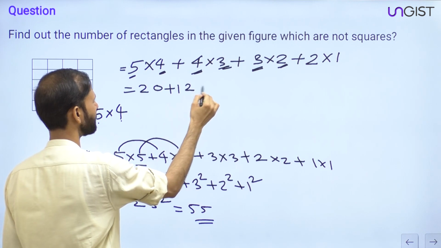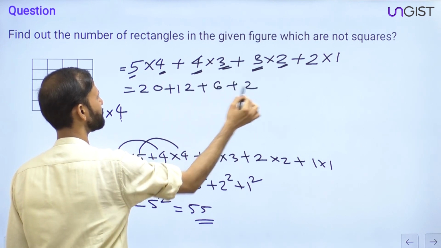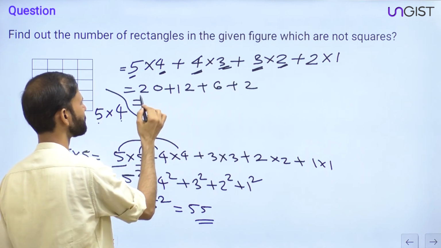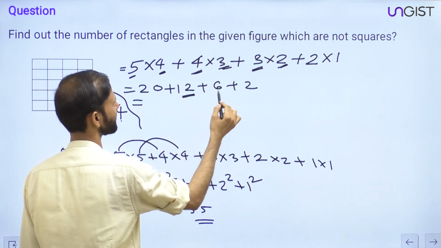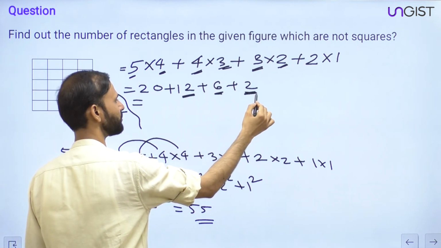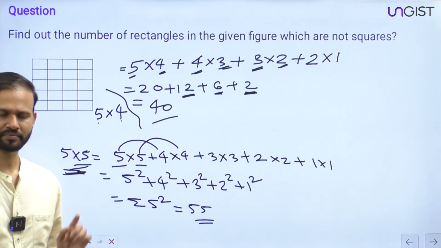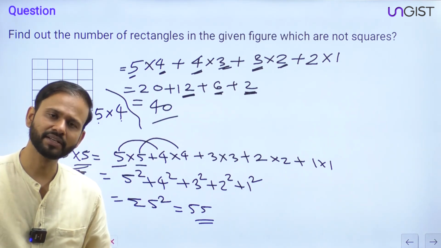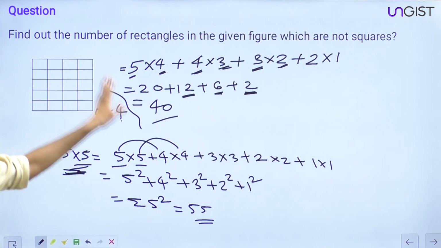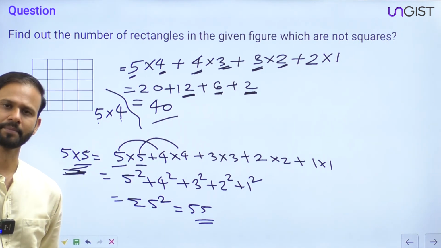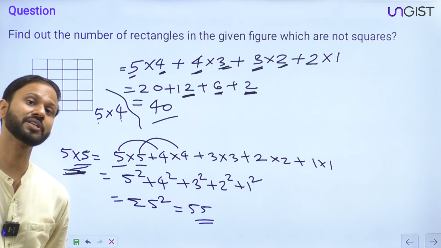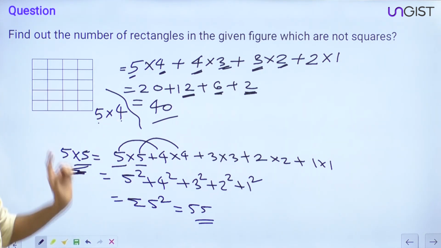Plus 12 plus 6 plus 2, right? So 20 plus 12 plus 6 is 18, 18 plus 2 is what? 20, 20 plus 20 is 40. Guys, is it okay? So the number of squares in a non-square grid you will find like this, right?